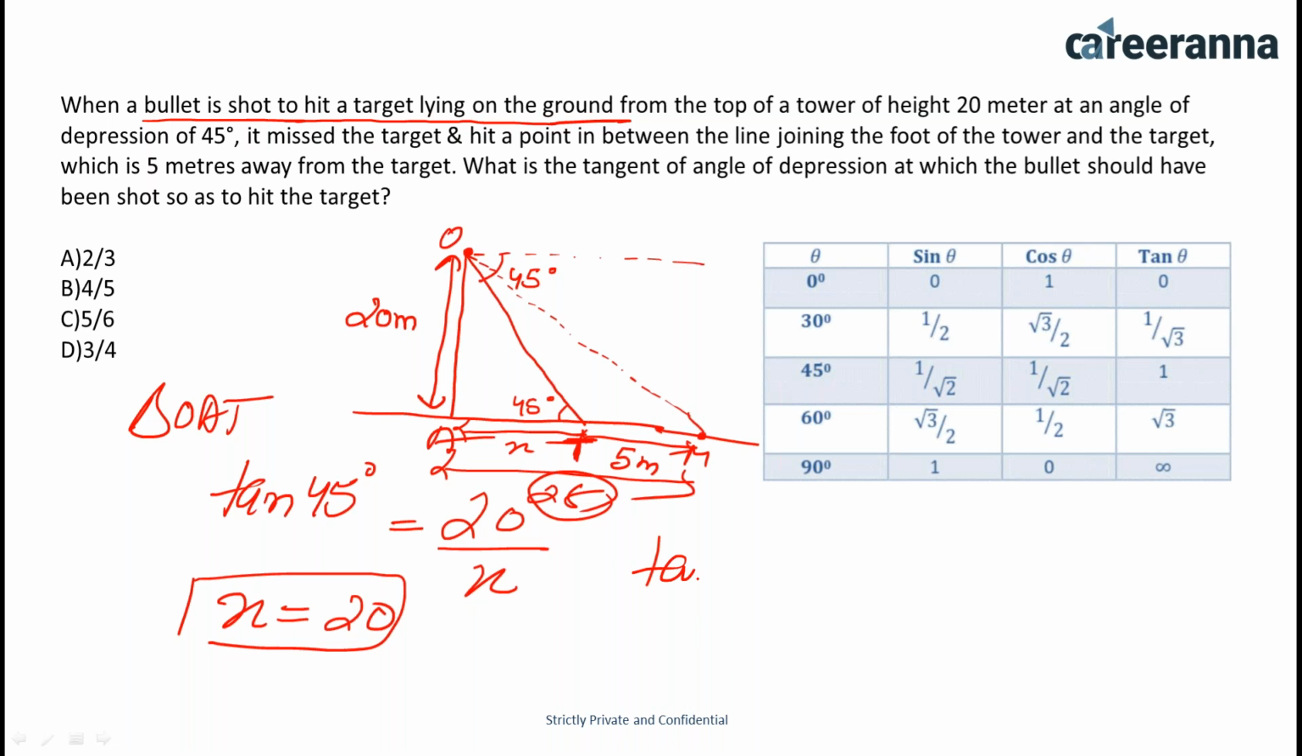Okay, we are assuming this distance as x. Now you just have to calculate tan theta for this particular angle. That is going to be 20 by 25, so that is going to be 4 by 5. You don't have to calculate the theta angle. So that's why option B is the right answer.